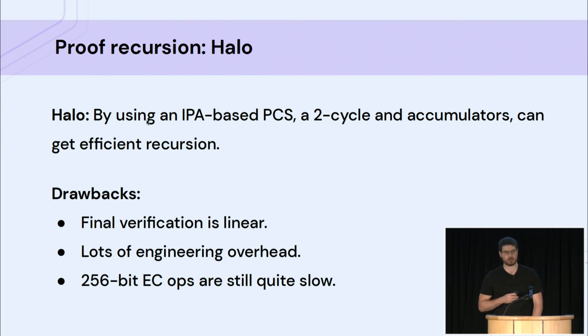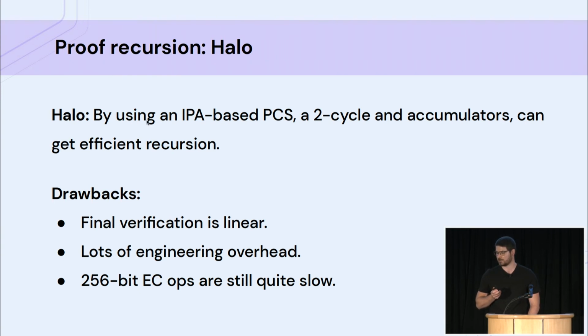But there are some serious drawbacks. For example, the final verification is still linear. Even if the accumulation step is logarithmic, the final verification is linear and quite costly. There's also quite a lot of engineering overhead: you have to keep track of two curves, and on those curves you have to keep track of accumulators, and also a data structure called deferred arithmetic, if you want to skip the non-native arithmetic. When you try to implement all of this, you end up with quite a complex system. And finally, Halo is based on elliptic curves and discrete logarithm, so you need curves of size at least 256 bits, and those are quite slow.